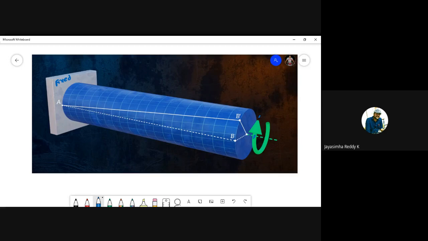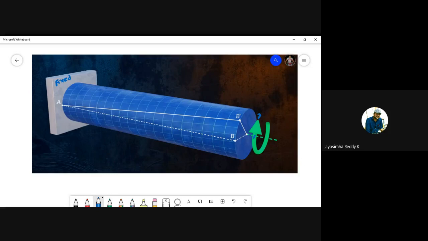What are our assumptions, students? The first assumption is the material of the shaft is homogeneous. The entire material of the shaft is homogeneous, isotropic, and perfectly elastic. Perfectly elastic in the sense it comes back if we free the applied torque. If we leave it, it will come back to its original position. That is what I mean in the assumption.